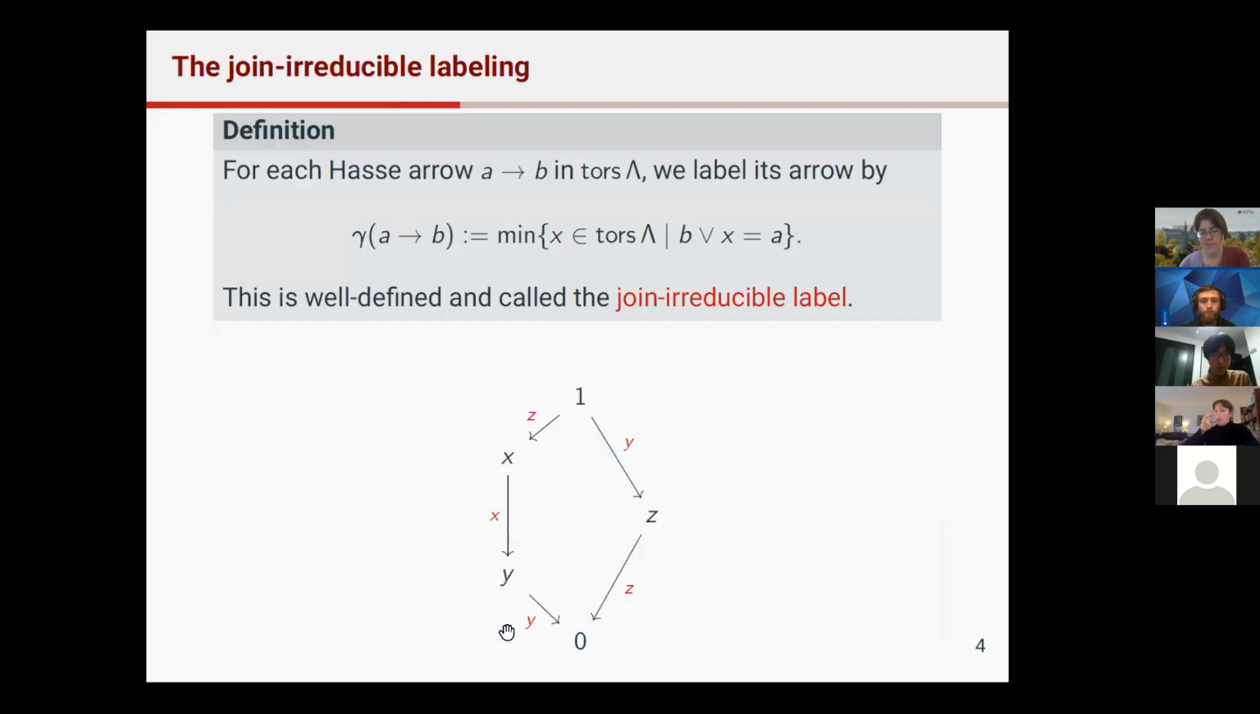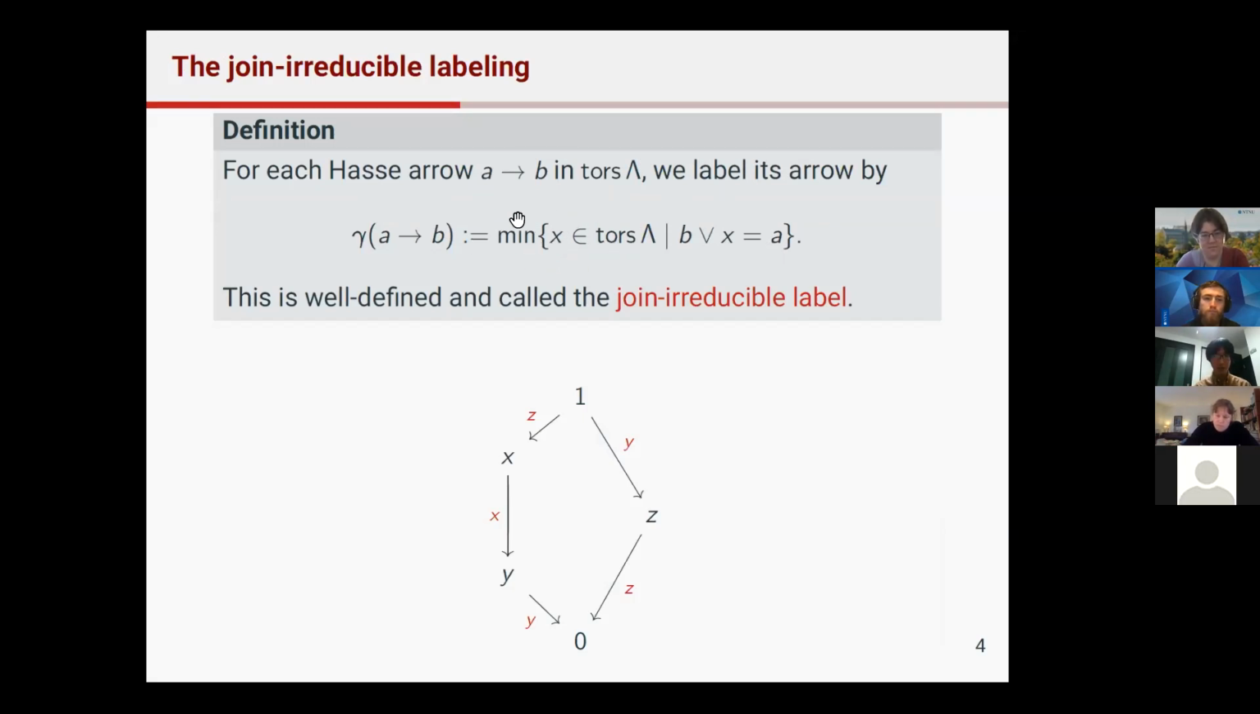And from this lattice, the first thing I will do is to give a labeling of each Hasse arrow. So consider the Hasse arrow from A to B. So this is A covers B, so minimal inclusion of torsion classes. Then we can label its arrow by particular elements of tors lambda by this formula. So this is the label gamma of the arrow from A to B. This label is the minimum element of this set. This set is X such that the join of B and X is equal to A. So consider such X and take the minimum one.